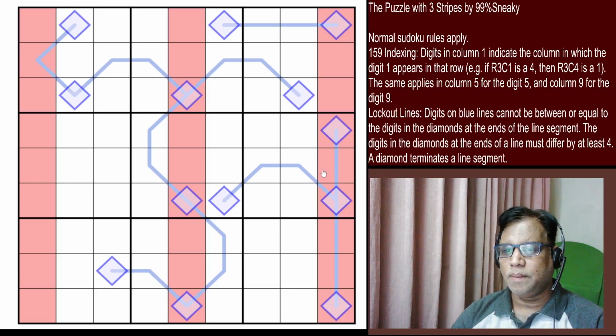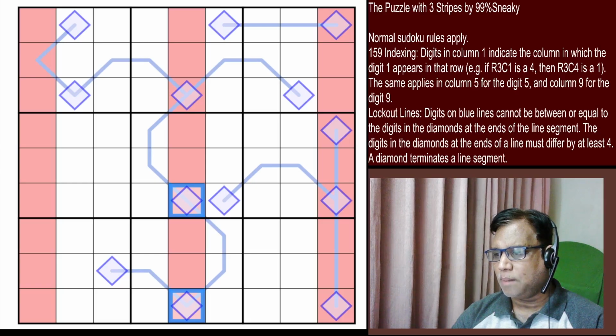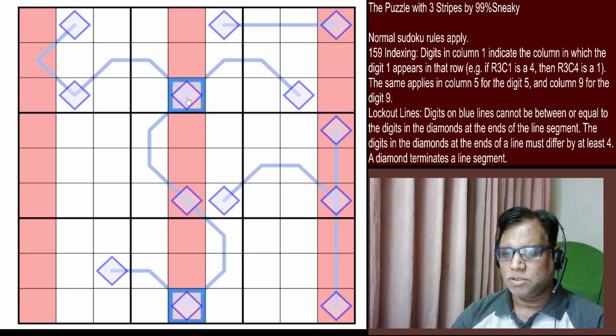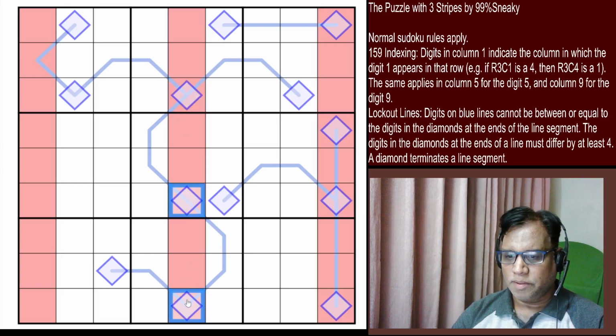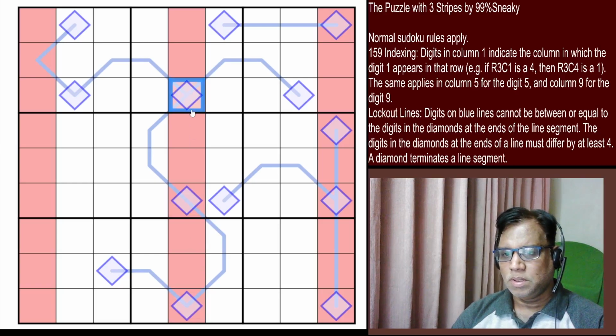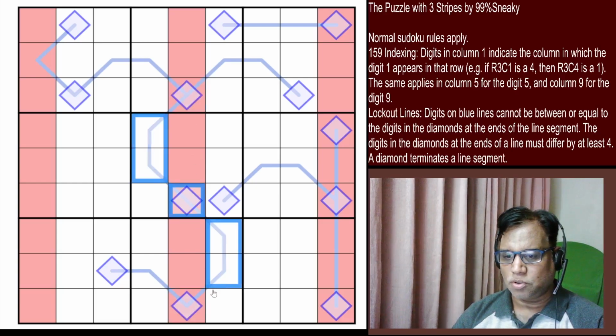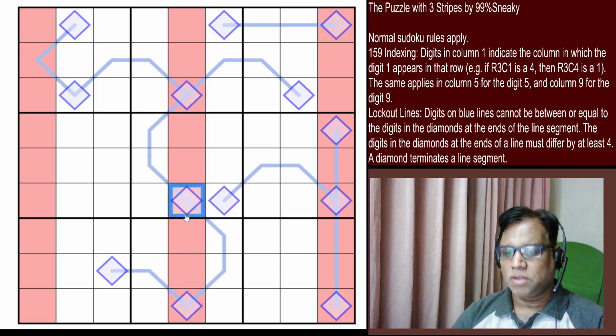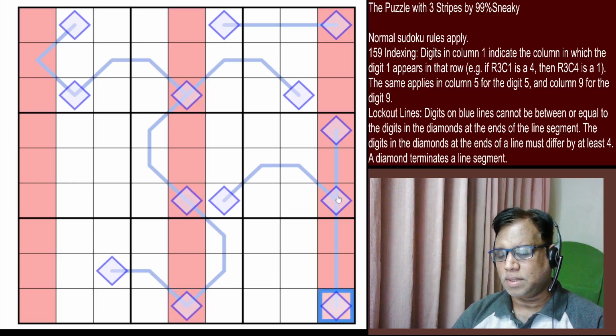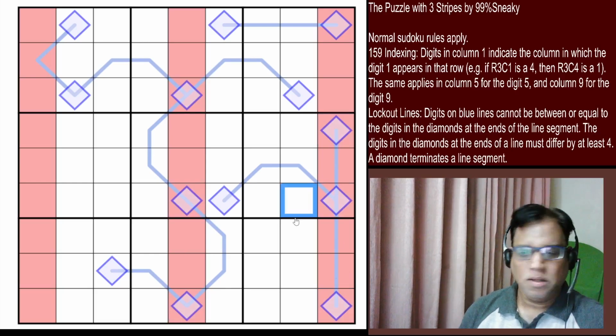So basically, diamonds, they say that a diamond terminates a line segment. That is, this is not a continuous line segment. This is a line segment, and that's the important part. Otherwise, don't think that this is going to be one continuous line, and the difference is short between these, should be 4, and these lines should not contain the integer. It's not like that. It's only this much of line segment, and here also I think it's only this much of line segment, not the entire line.